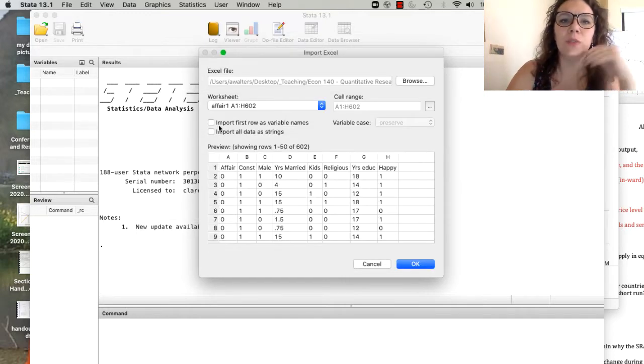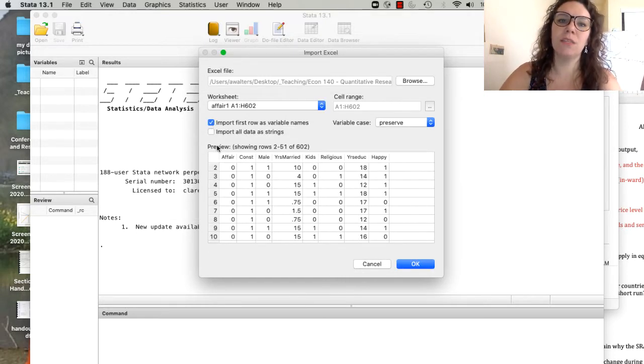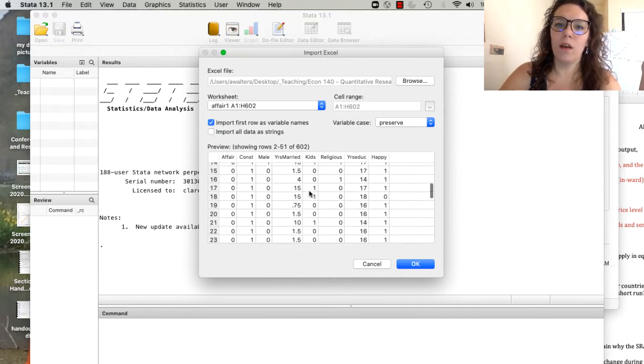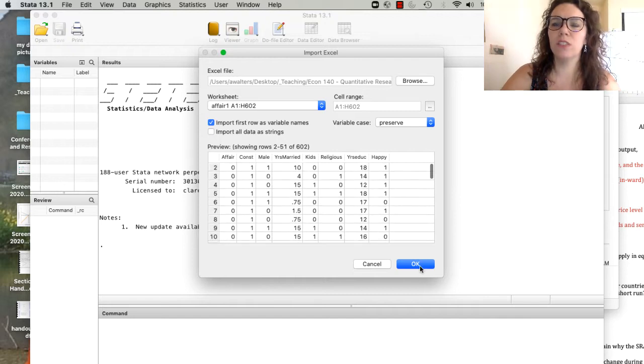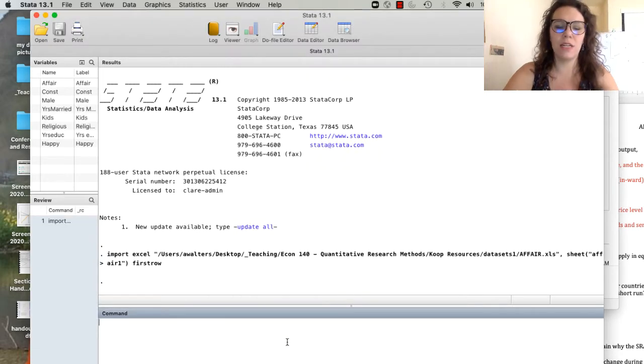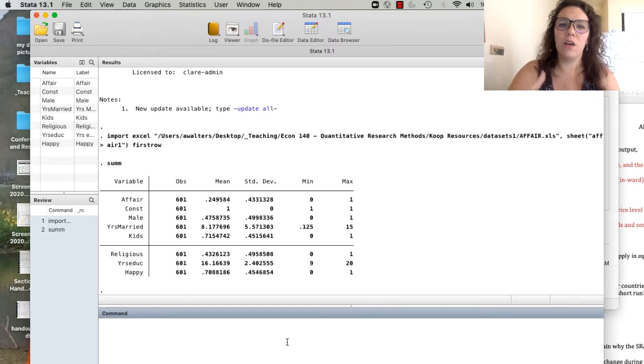We want to make sure to import the first row as variable names, and then we can see here we have affair, we have some constant, we have whether a person is male or not, the number of years they're married, I think it's how many kids they have, or whether or not they have kids, whether or not they consider themselves religious, what their years of education are, and whether they consider the marriage happy or not. So I'm going to go ahead and import that data set, and I'm going to go ahead and summarize it so that I can talk a little bit about it.